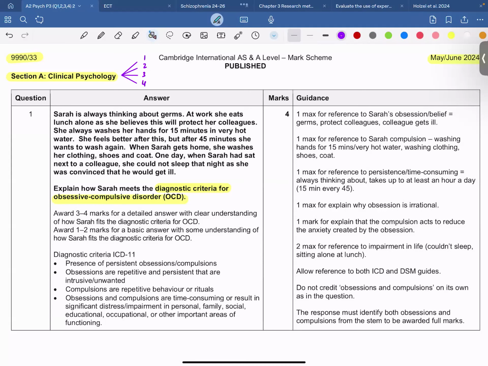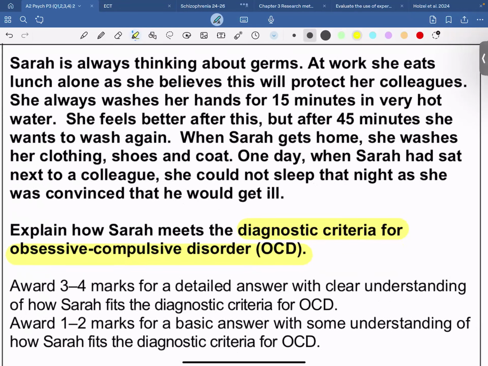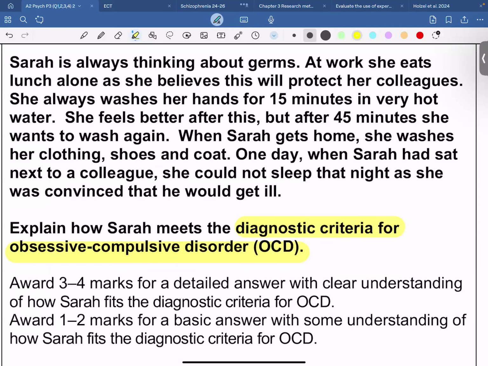And if clinical psychology is the component that you have prepared for, you should know that these are the 4 questions that you'd be expected to answer. Starting off with question number 1 here, let's read this out. And once we're done reading this, we discuss the diagnostic criteria.